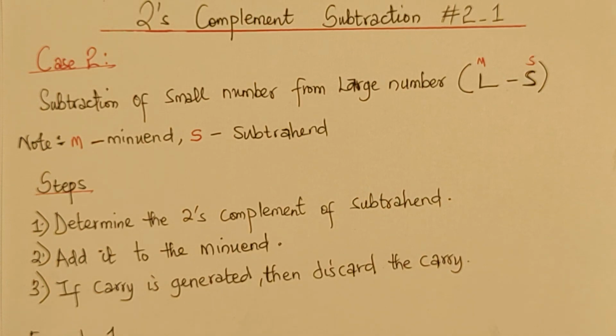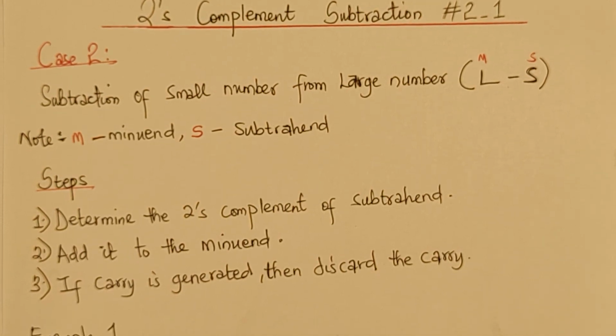Before we proceed, we'll look at the steps that are required. The steps are very important for you to solve this given question. We basically have 3 steps. The first one is to determine the 2's complement of the subtrahend, and whatever value you have, you add it to the minuend, which is the second step. And then the last step is we are going to check, is a carry generated? If it is generated, then discard the carry.